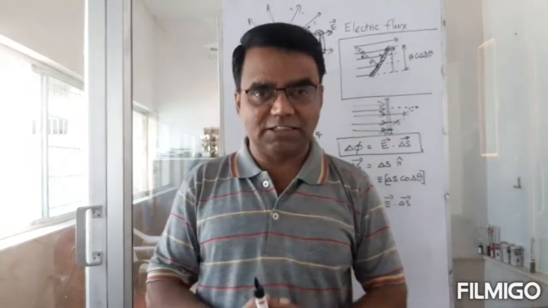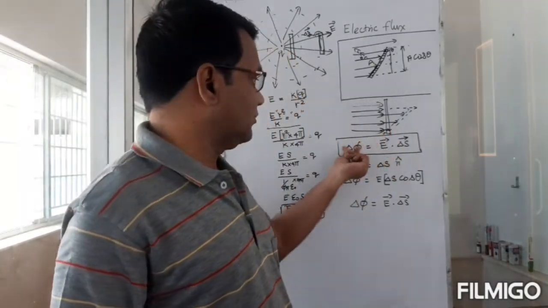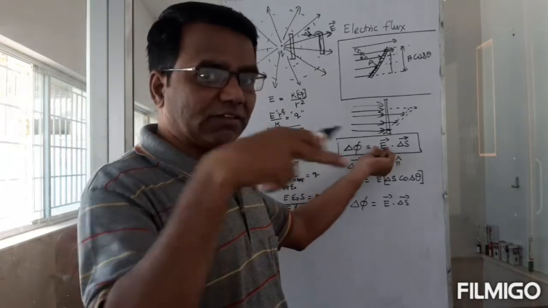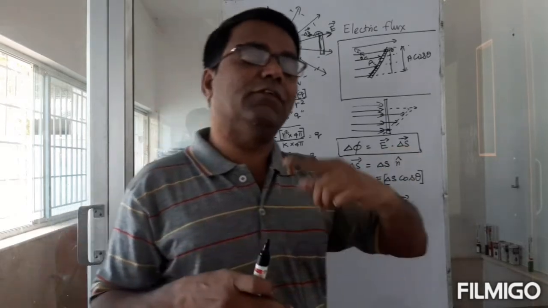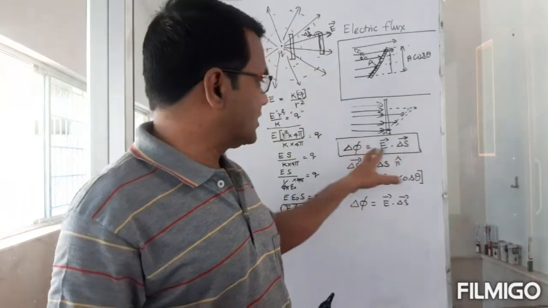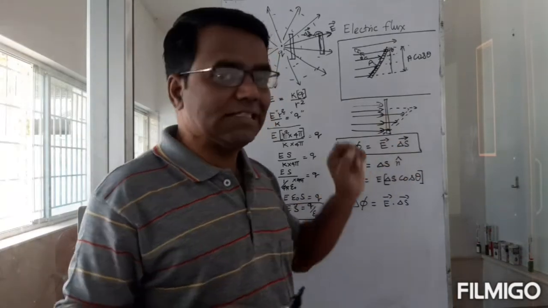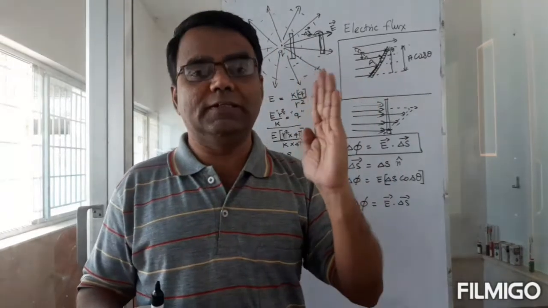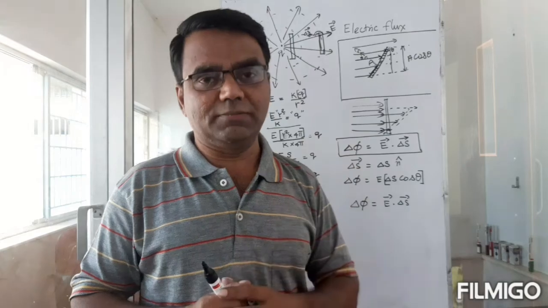To represent this mathematically, I have this expression. So delta phi is equal to E, that's the electric field strength at that point, dot delta S, which is the area vector. So this is the flux. Delta phi is equal to E dot delta S is the flux which is going through that small area. This is the idea I want you to understand.